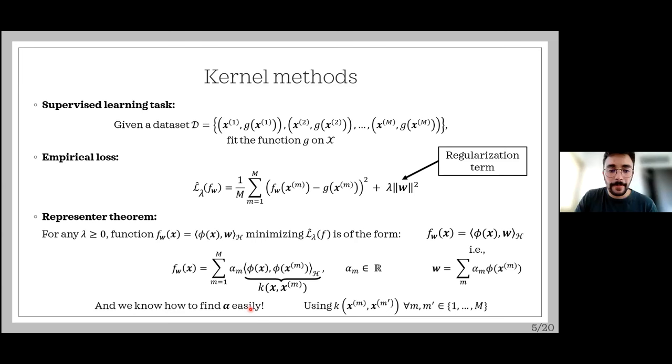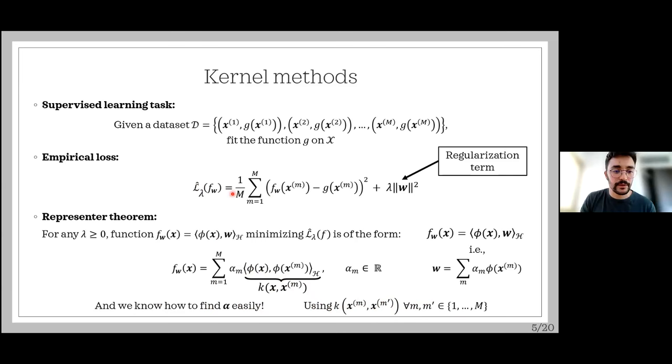All we need to do to find these alphas is compute the kernel, so these inner products, between all pairs of data points that we have in our data set. So you compute all these pairs of inner products. It gives you basically a matrix that is sized M by M. And using that matrix, you can find the optimal alphas with respect to this empirical loss. And since it's convex, it's quite easy.